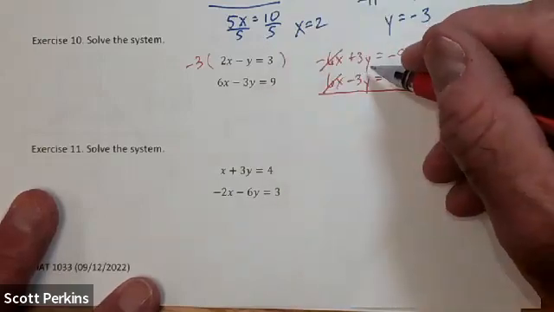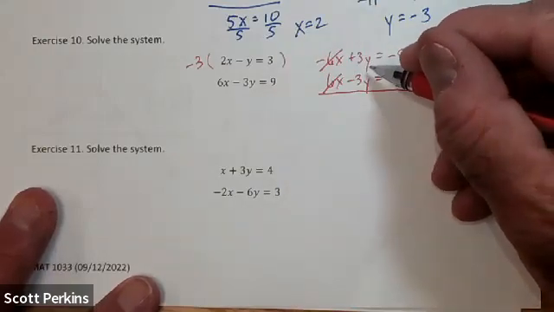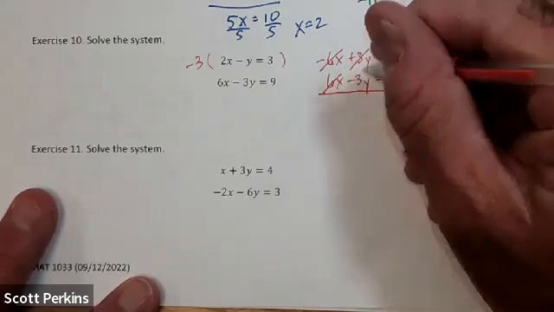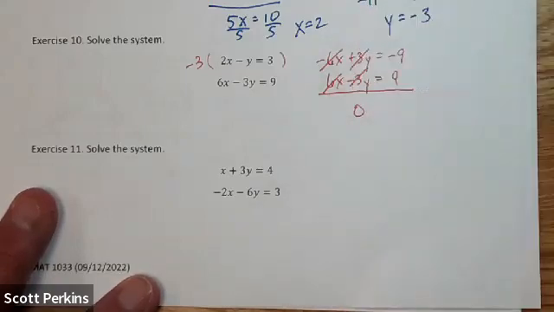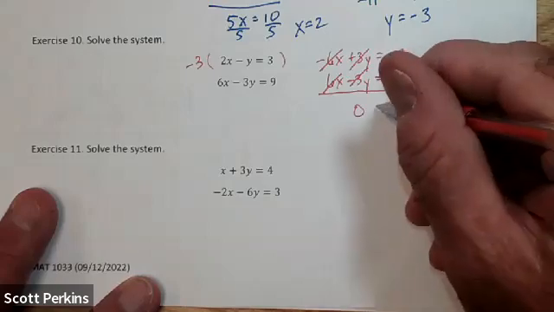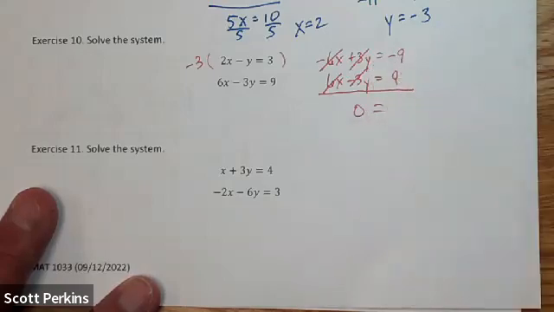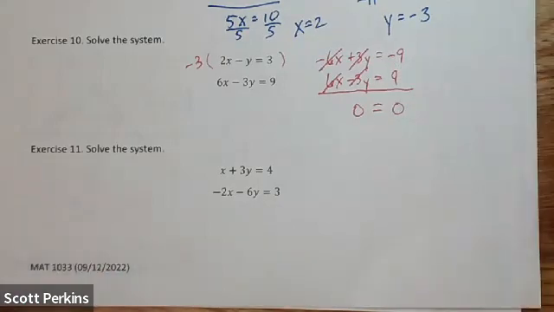But then I noticed what accidentally happens to the y's. They cancel as well, so I have nothing left on the left part of the problem. I got 0. On the right side, -9 plus 9 is 0. Okay, so that's weird. I have no variables left. I have this statement 0 equals 0.